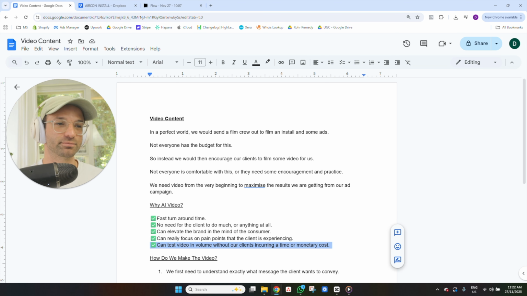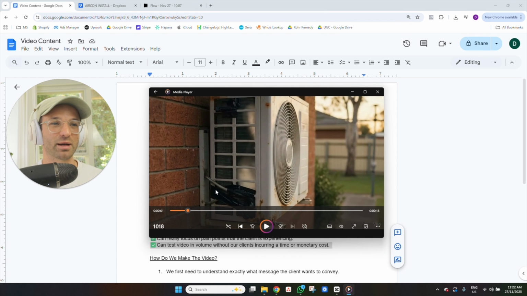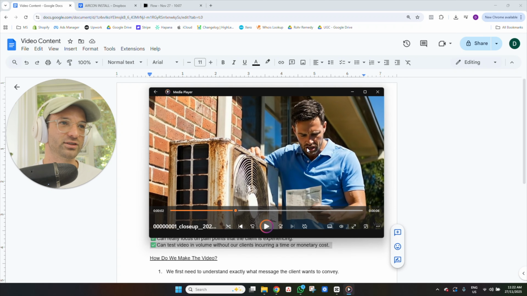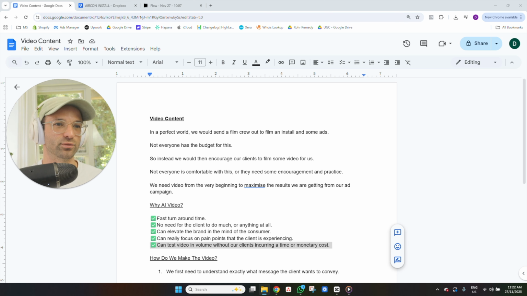And then we can test out lots of different variations of what that looks like. Here's another example of the same type of concept. This thing doesn't even keep us cool anymore. It's a slightly different scene, different guy in it, different looking unit. So again, we can test things out in volume.